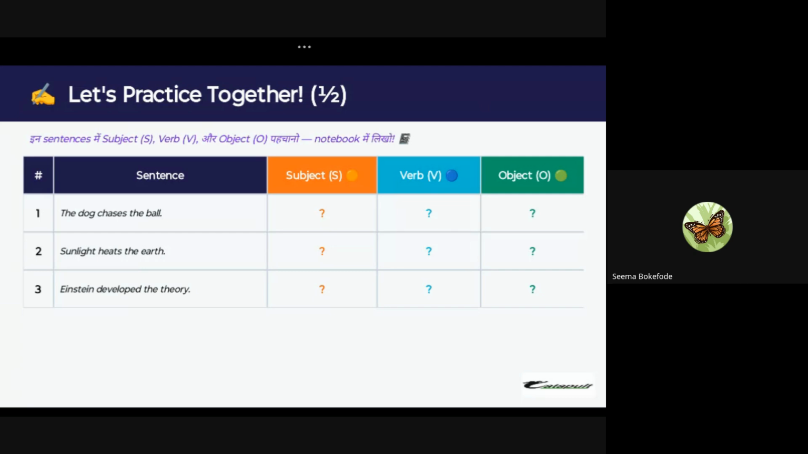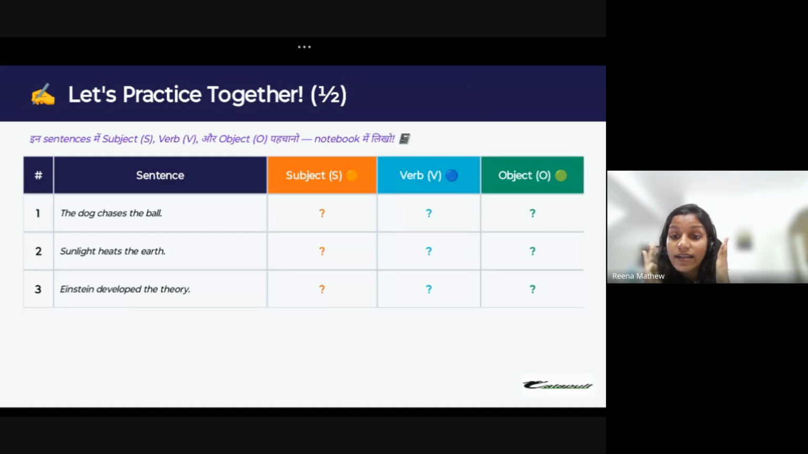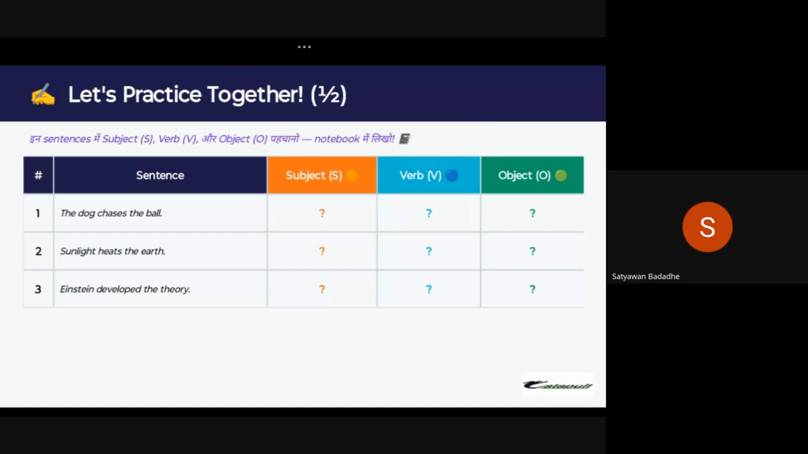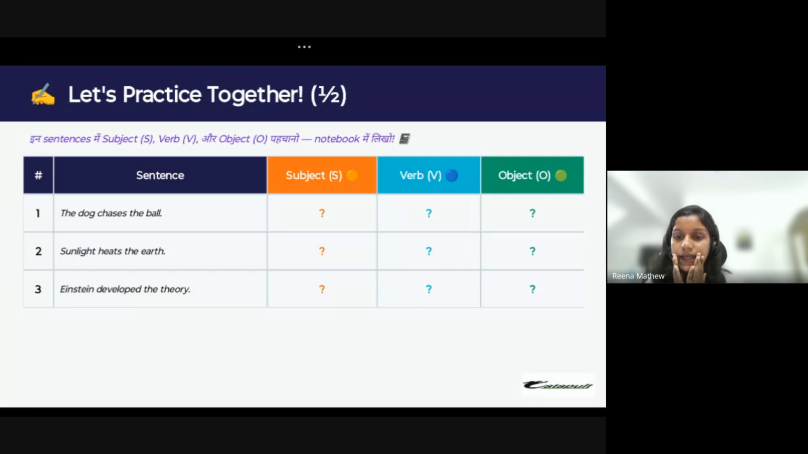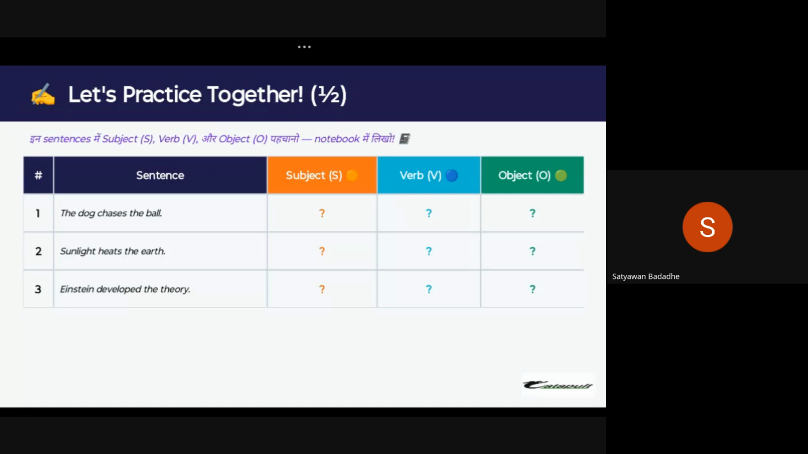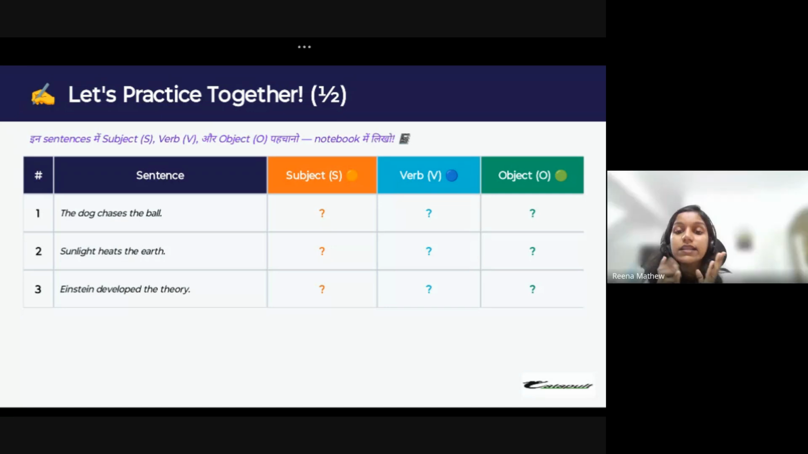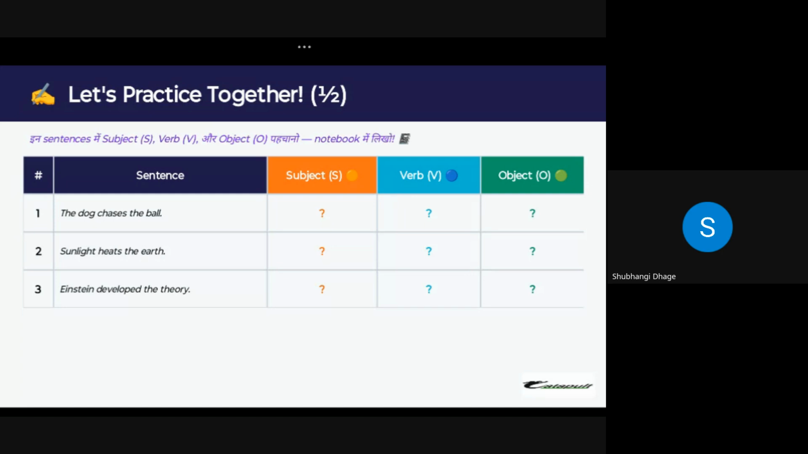Can you text in the chat box because I can't understand anything. Use the chat box. Sunlight is the subject, right? Verb is heats, object is the earth. Very good, Harshvardhan. Okay, nice. Look at the third sentence.